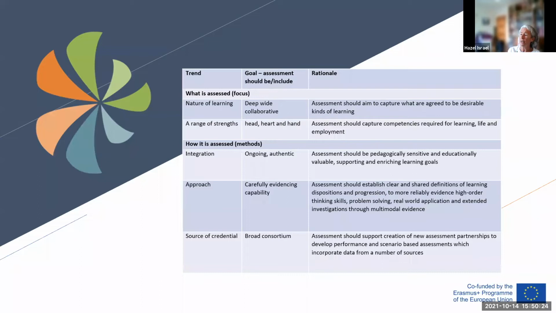Also, on what is assessed, there's a lot of complaints from employers that when students leave education, they don't know the right things, they haven't got the right skills. There's always a dissatisfaction with the content of what it is our students have learned. So we're really, at this point now in the 21st century, looking for a range of strengths, referred to as head, heart, and hand. So we're looking to capture competencies required for learning, life, and employment, a much broader reach than has been available before.